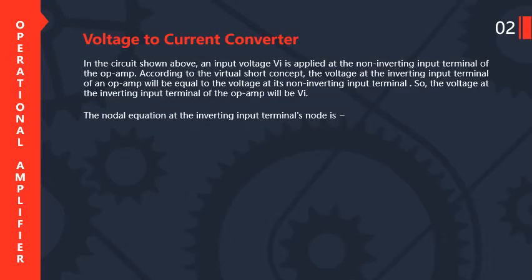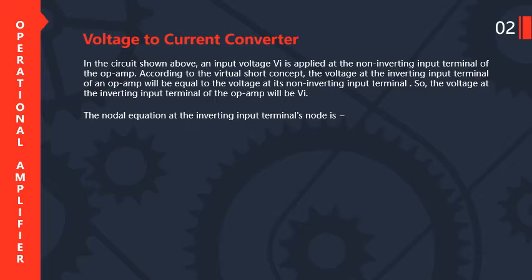In the circuit shown above, an input voltage Vi is applied at the non-inverting input terminal of the operational amplifier. We know that an operational amplifier has an inverting terminal and a non-inverting terminal. Inverting terminal को हम माइनस साइन से रिप्रेजेंट करते हैं और non-inverting terminal को हम पॉजिटिव साइन से रिप्रेजेंट करते हैं.